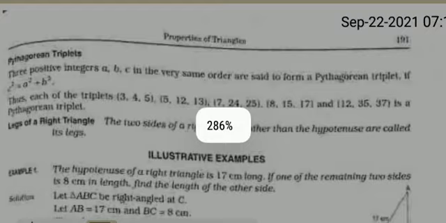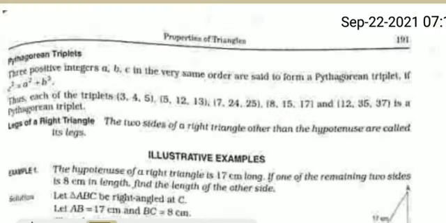Here also some questions are there. Here, Pythagorean triplet. Three positive integers a, b, c, in the very same order, are said to form a Pythagorean triplet if c square equals a square plus b square. Thus each of the triplets 3, 4, 5; 5, 12, 13; 7, 24, 25, and so on is a Pythagorean triplet.